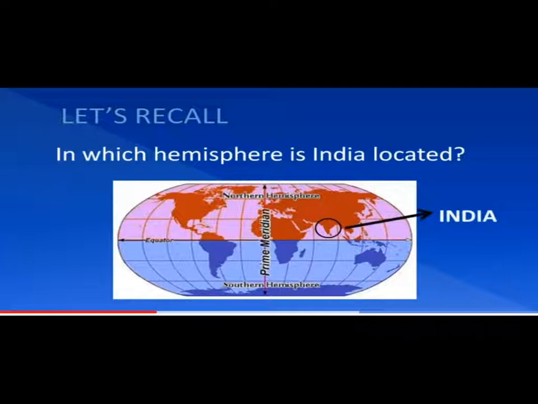See, which hemisphere? Northern hemisphere and eastern hemisphere. Because of the meridian, there are eastern and western hemispheres, and because of the equator, northern and southern. As the equator divides the earth into two parts, India is in the northern hemisphere. The prime meridian divides it into two parts, and India is in the eastern part. Northern hemisphere and eastern hemisphere.